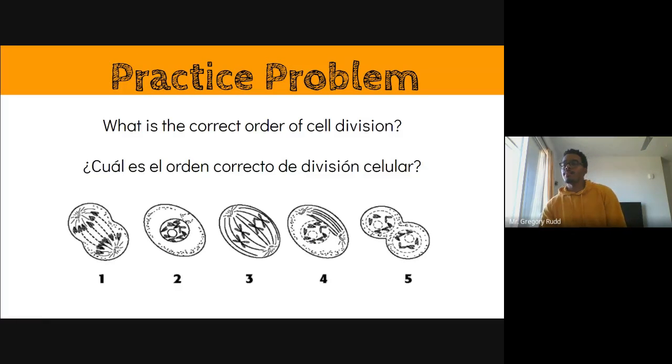So a quick practice problem. Let's see if we can place these pictures in the correct order. Which picture here do you think comes first? Now I will tell you, we start with interphase. So that's why there are 5 pictures. There are only 4 steps of mitosis. So one of these pictures is actually interphase. Which one do you think represents interphase and therefore comes first?